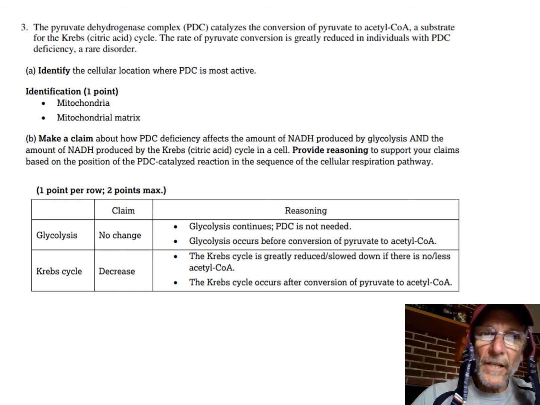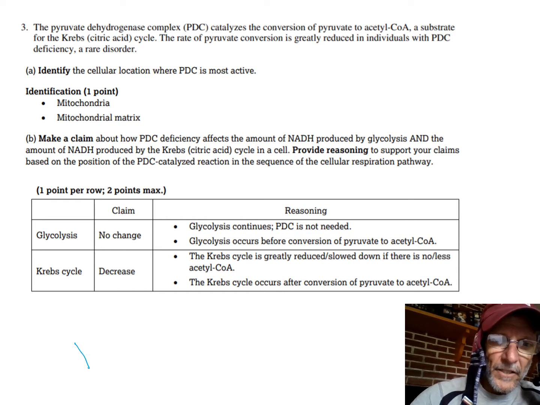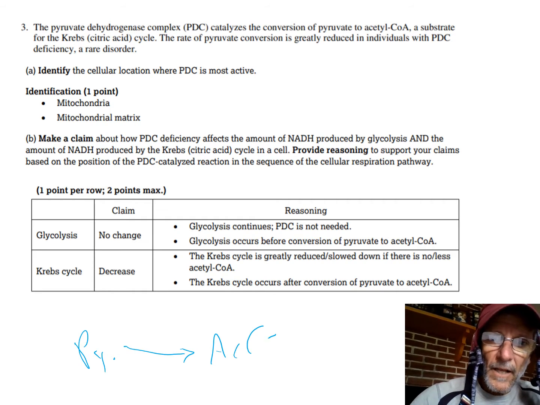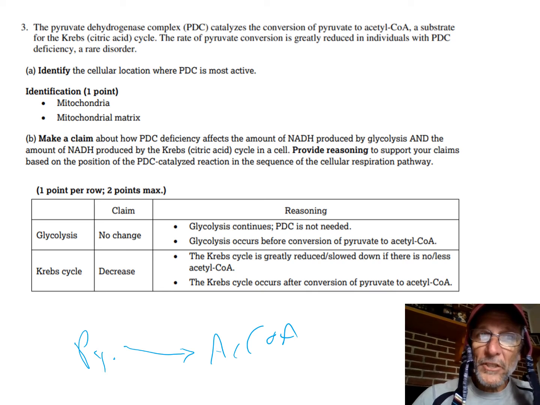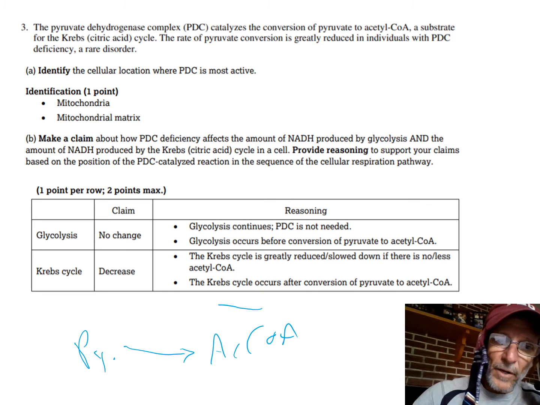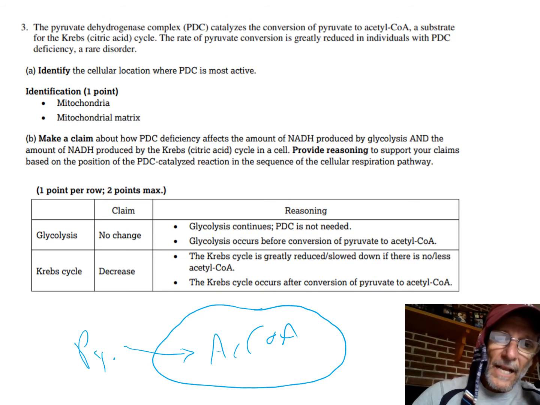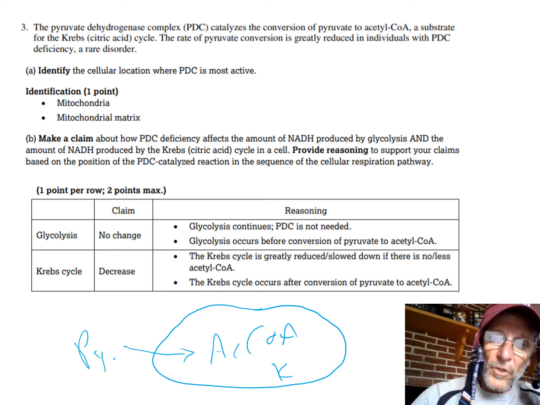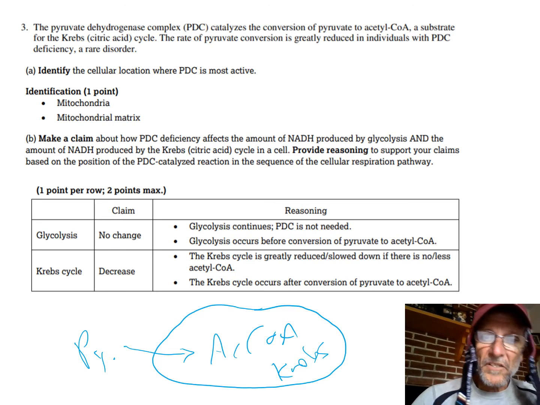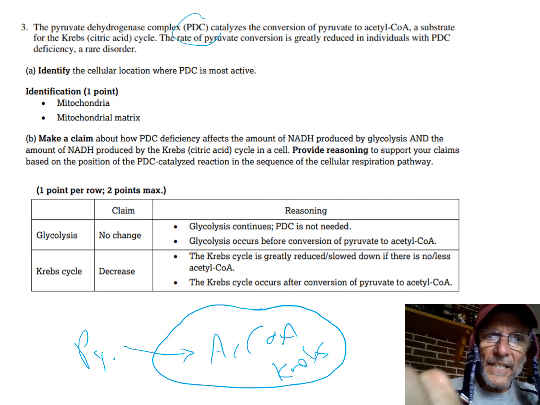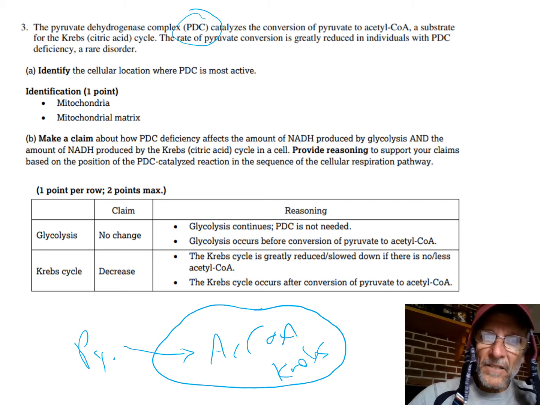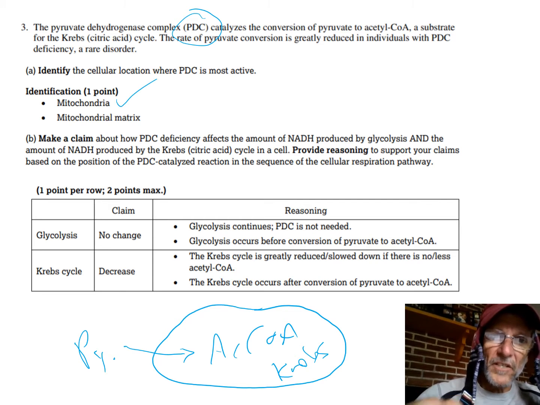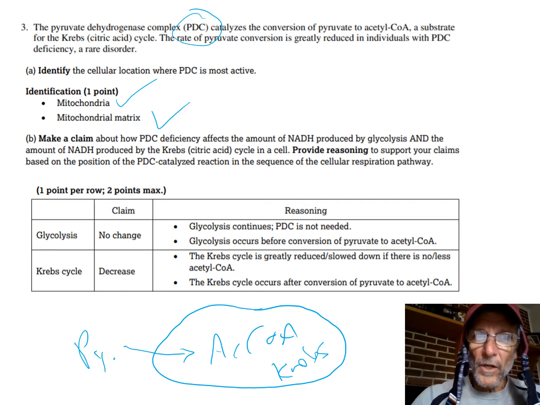They described to you the link reaction, right? They said you've got pyruvate converted to acetyl-CoA, and they expect you to know that the pyruvate's outside the mitochondria and the acetyl-CoA that they tell you is used in the Krebs cycle is inside the mitochondria. Therefore, this PDC that helps catalyze that, they want you to be able to say that's in the mitochondria or the matrix. Either one will get you that 1 point, right?